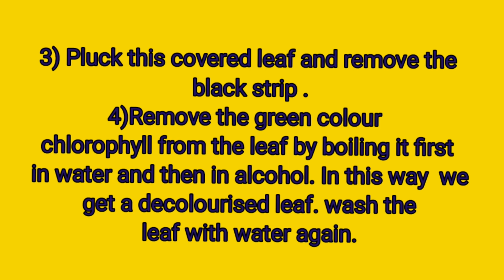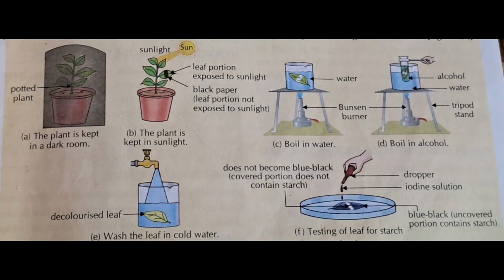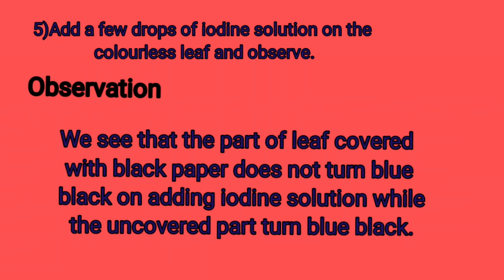Remove the green color chlorophyll from the leaf by boiling it first in water, then in alcohol. In this way, we get a decolorized leaf. Wash the leaf with water again. Now add a few drops of iodine solution on the colorless leaf and observe it.